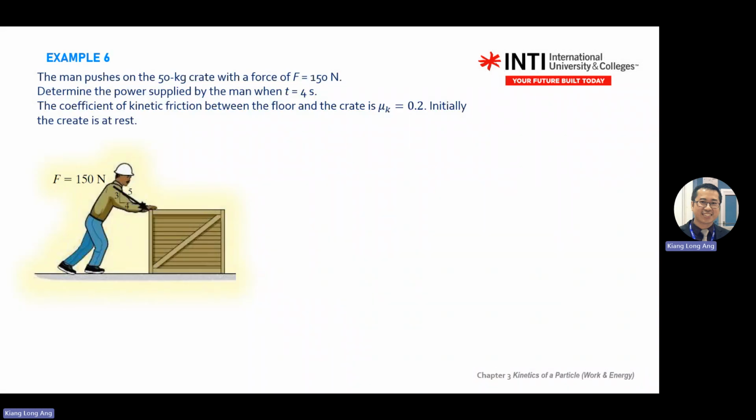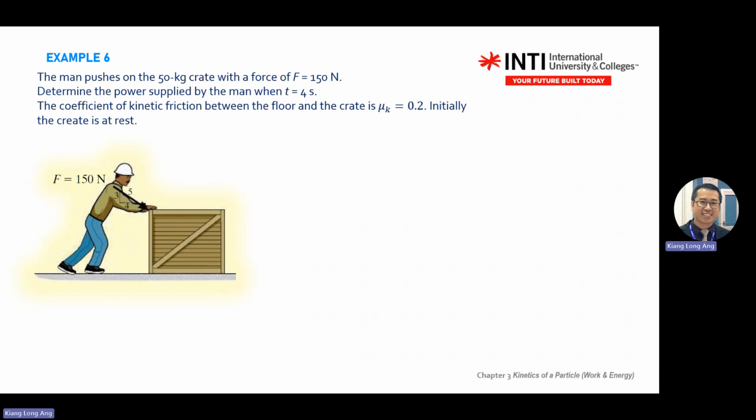Okay, let's look at example number 6. You have a man pushing a crate with a mass of 50 kilograms with a force of 150 Newton at a certain angle. This angle is given in a trigonometry relationship, 3, 4, 5. Determine the power supplied by the man when the time is 4 seconds. The coefficient of kinetic friction between the floor and crate is 0.2. Initially, the crate is at rest.